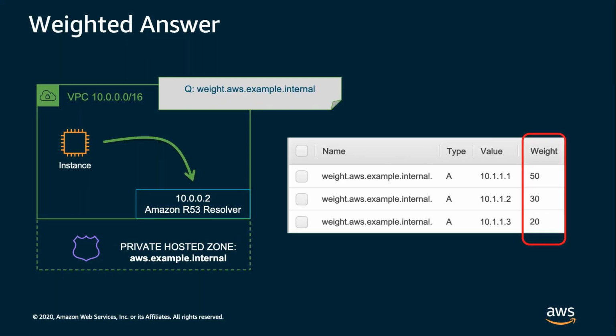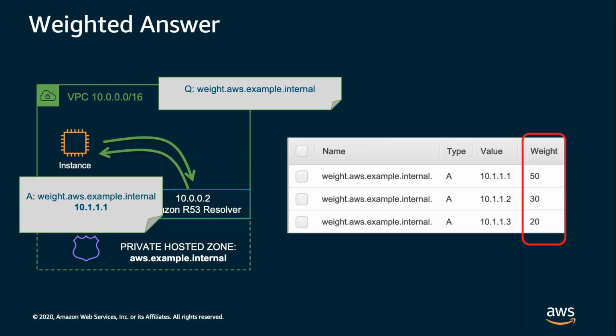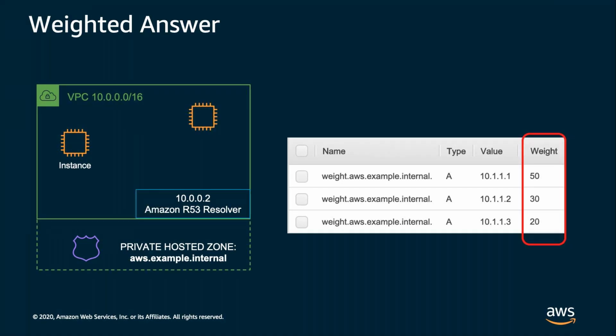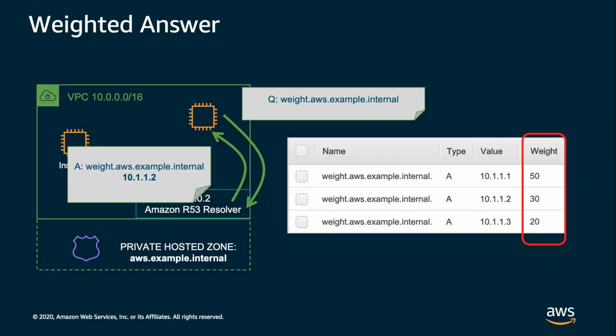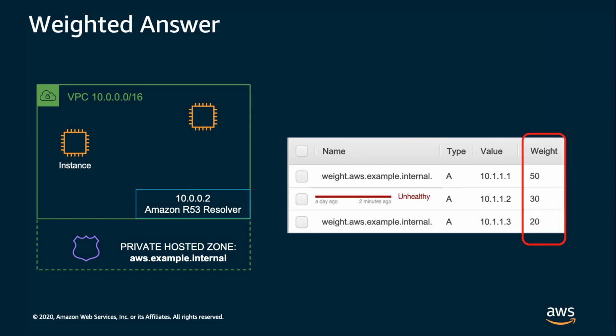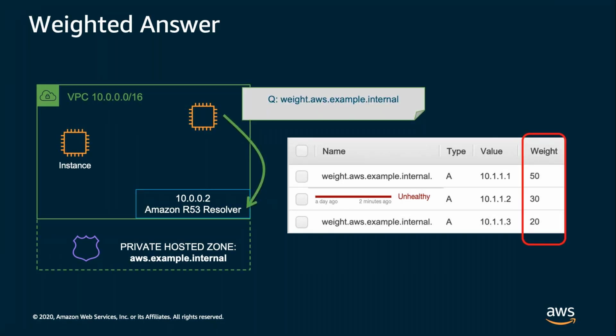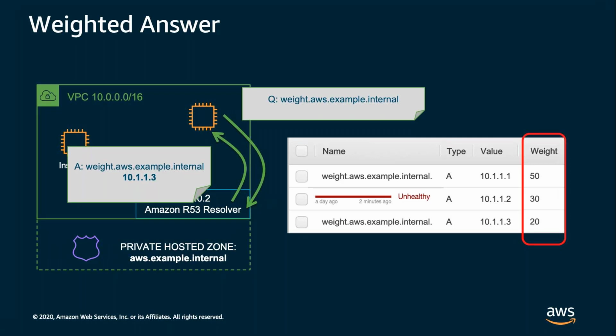So the first time I query that, I'll get back the first answer, 10.1.1.1. Now, if another instance does a query, it'll get back the second address, 10.1.1.2, as we use that weighting to spread out the traffic. If we then associate a health check and this record becomes unhealthy, we obviously will stop resolving to that, and our next request will get back the third address, 10.1.1.3.